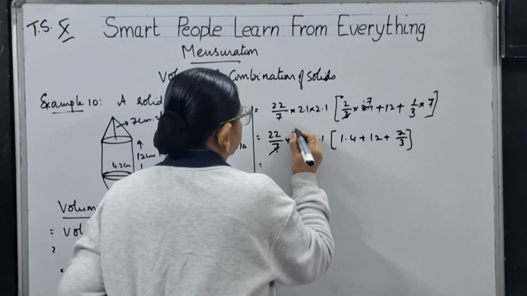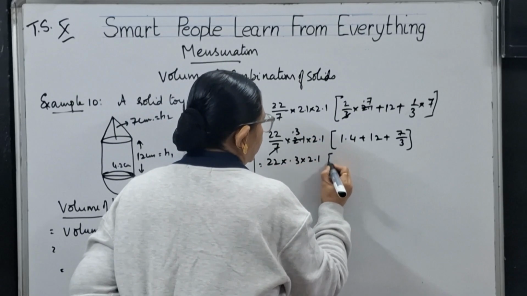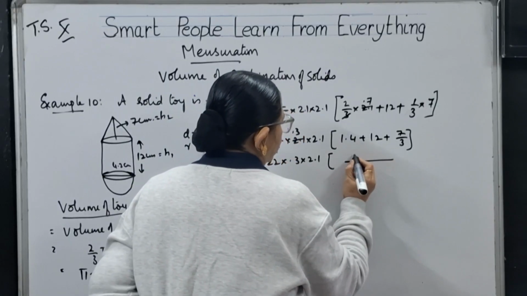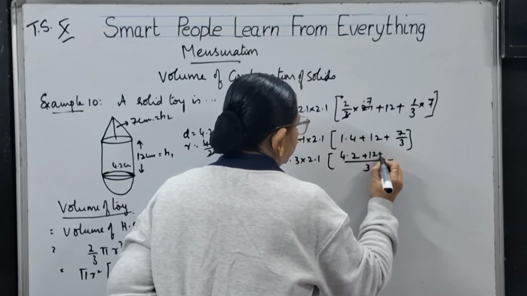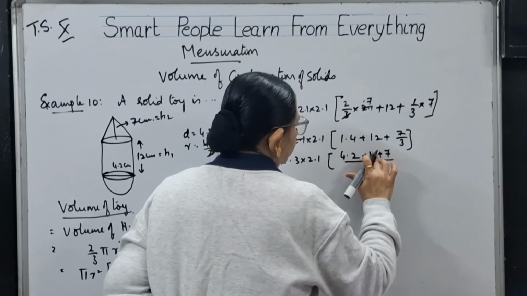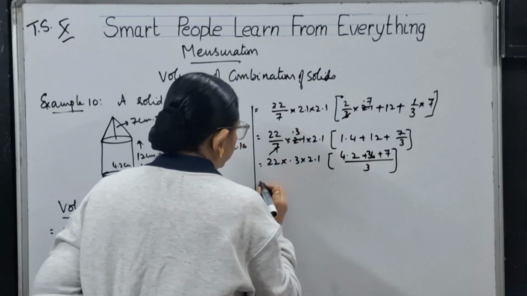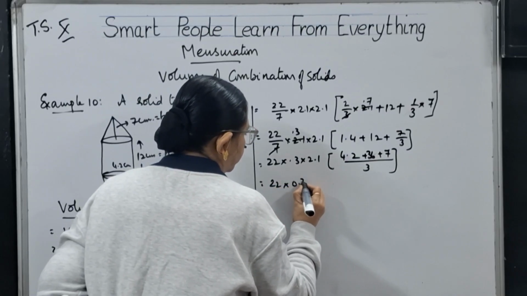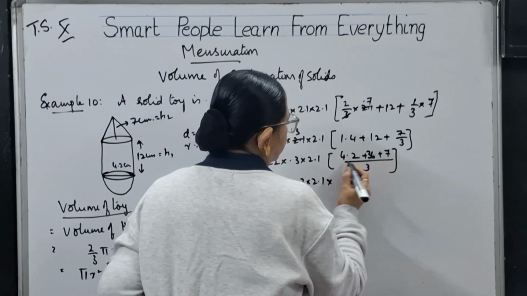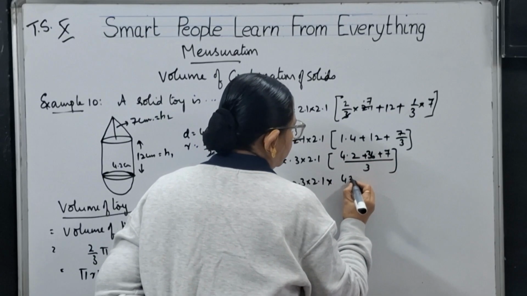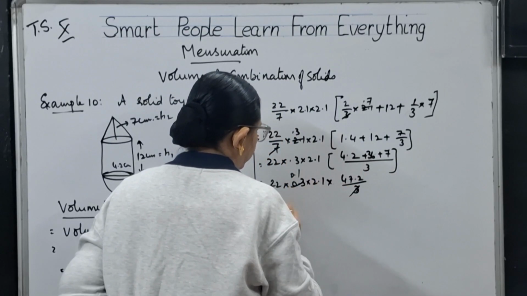That means 22 into 0.3 into 2.1 into, here LCM you take 3, 3 fours are 12, 3 ones are 3, 1.4 into 3 is 4.2, plus 12 into 3 is 36, plus 7. That is 22 into 0.3 into 2.1 into 47.2 by 3. So 3 and 3, 0.1 you will be getting.